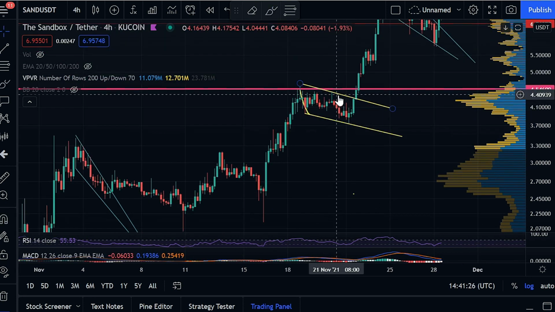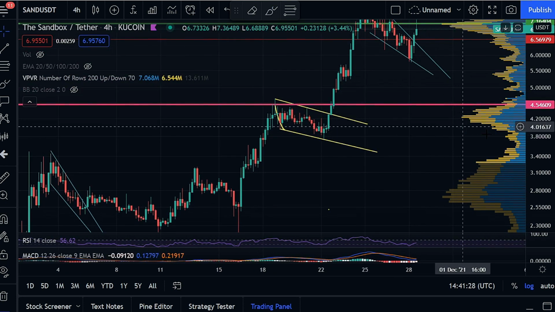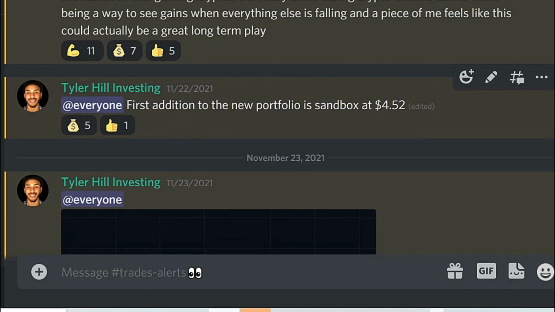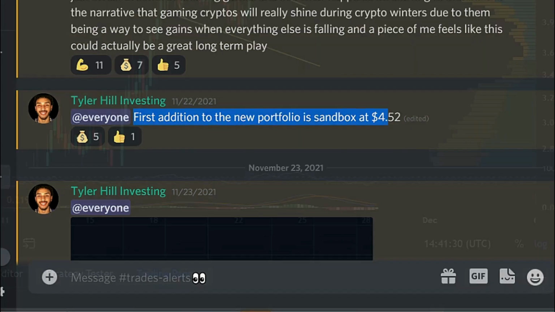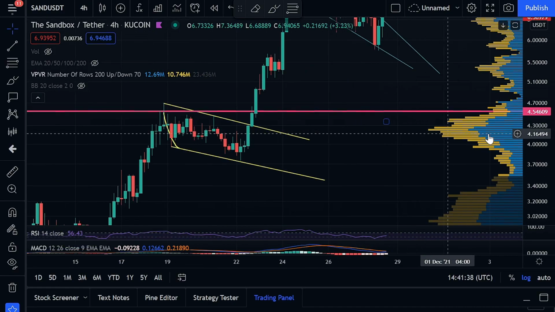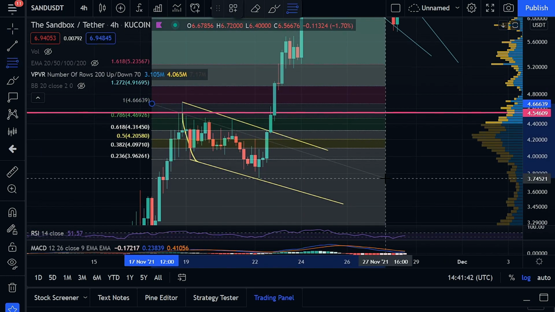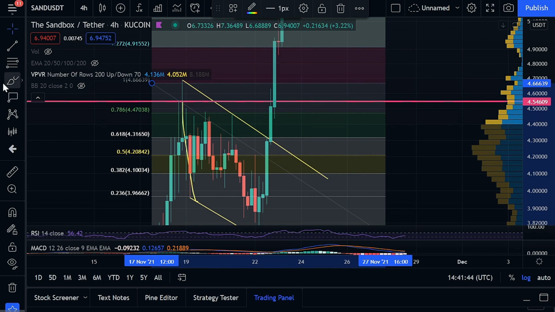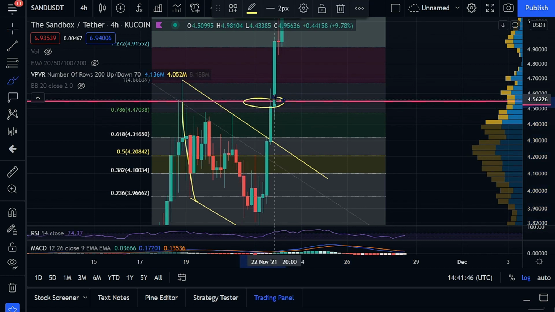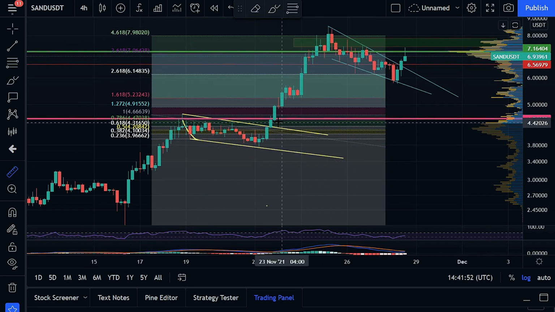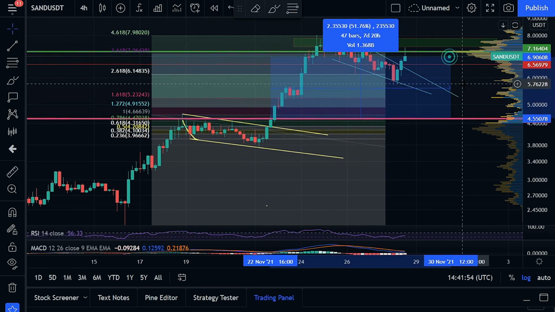We even based our previous buy over in the Patreon on this. As you can see, the first addition to the new portfolio that I had created for gaming tokens was at $4.52. Some of you may ask, why $4.52? Well, you can see here with the Fibonaccis that the moment we got that 4-hour close, it was at that 4.52 level. I had a good feeling about it, so I went in, and just over the span of a few days, we are looking at some pretty substantial gains of over 54%.